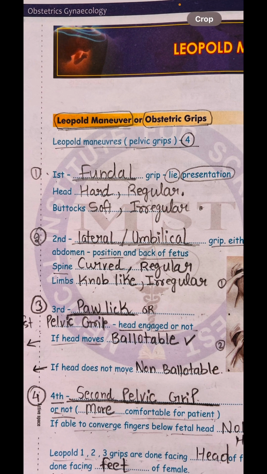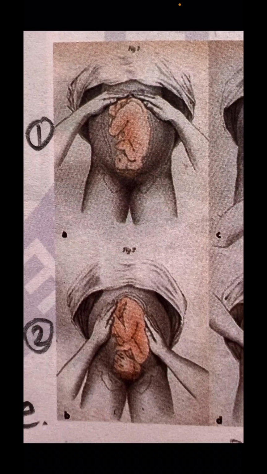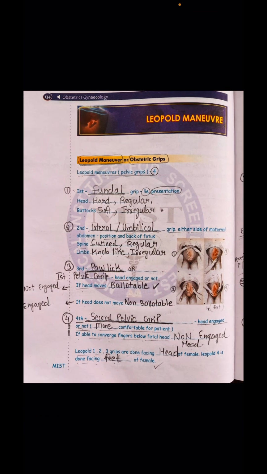The first one is the fundal grip, which tells us about the lie and the presentation. We put our hands on the fundal part of the uterus of the pregnant mother. If the head is there, it will feel hard and regular, but if the buttocks are there, they will be soft and irregular. So it tells us whether the presentation of the fetus is cephalic or breech. This is all about the first one.